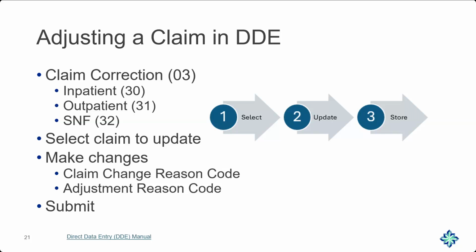Again, we're going to go over this more in detail. We do that with a couple things, the claim change reason code and an adjustment reason code. And once you've done all those things, you submit the adjustment or store it by pressing F9, and then you're done. So it sounds really easy when you see it all on one slide. And it's not hard, it's just a process.